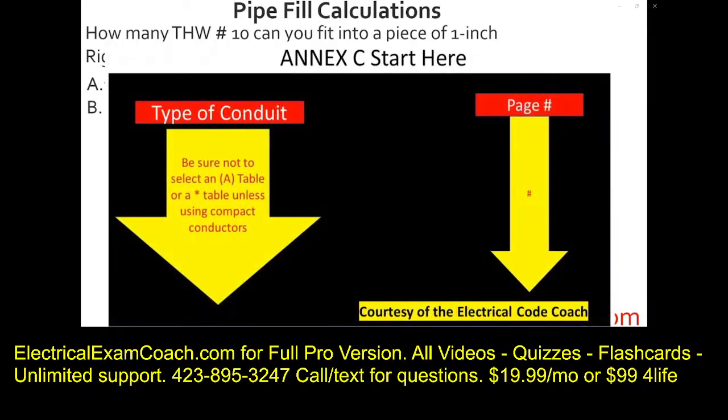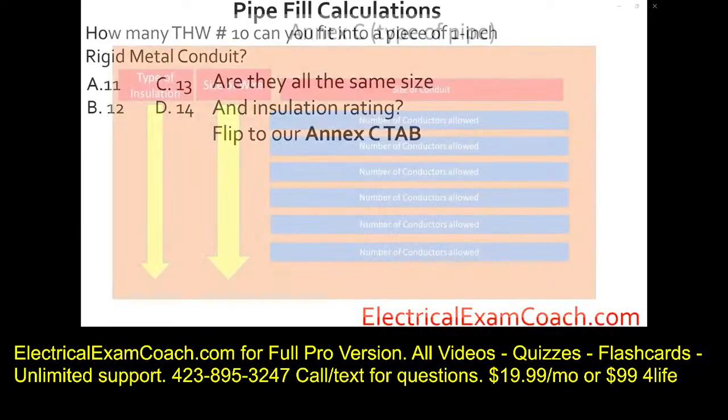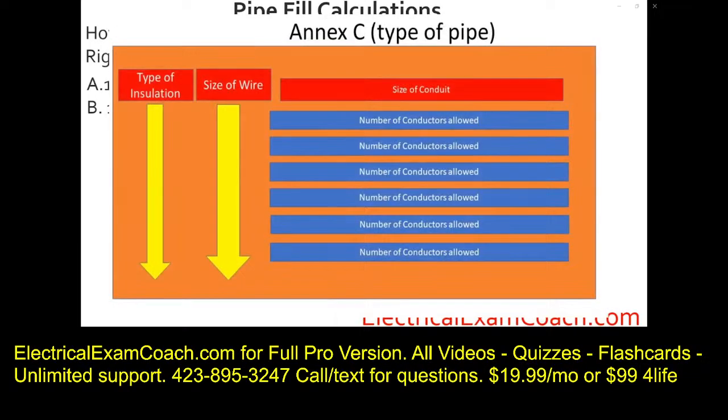When we get to the Annex C Start Here page, we're going to start on the left-hand side until we find our type of conduit, which was rigid metal conduit. Then we're going to come down and make sure that we don't select the A version of that table, and we're going to use our straight edge or our highlighting that we've done, and we're going to go to the page number. When we get to that page number, we're going to read the black bold heading to make sure we're actually in rigid metal conduit and that we're not in the A version of the table. Then we're going to start on the left-hand side until we find our insulation type.